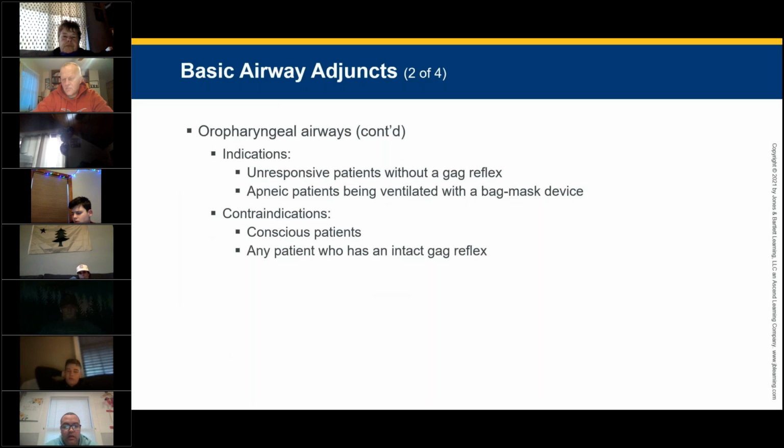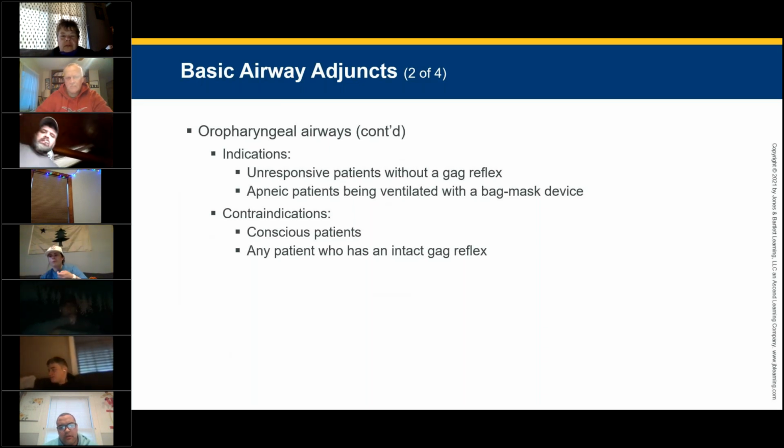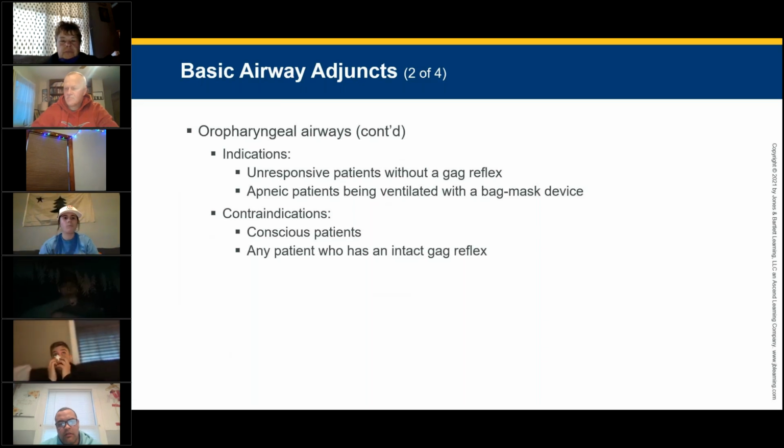The indications for use would be an unresponsive patient without a gag reflex, and apneic patients that are being ventilated with a bag mask device. Contraindications, a contraindication being a time where you would not use this, is a patient that's conscious or a patient who has an intact gag reflex. If you go to put this device in the patient's mouth and they start to gag, pull it back out. Again, we don't want them vomiting and further risking their airway.